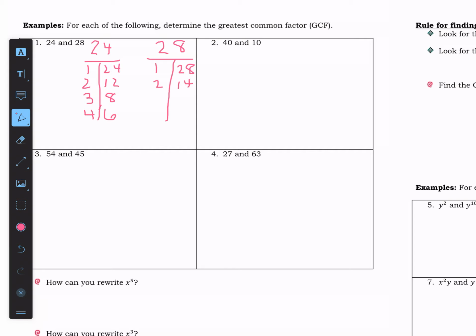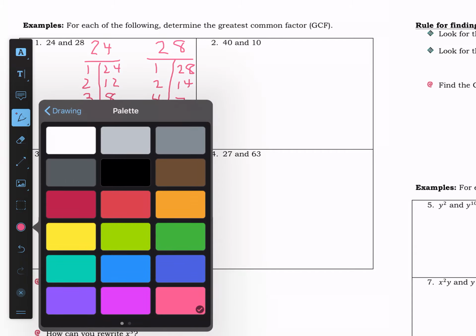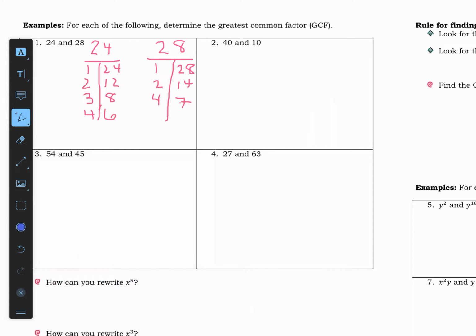Now 3 does not go into 28 evenly, it comes out to be a decimal. And then 4 and 7. Okay? All right. So now let's take a look at both lists, and we are going to see who is the greatest common factor.